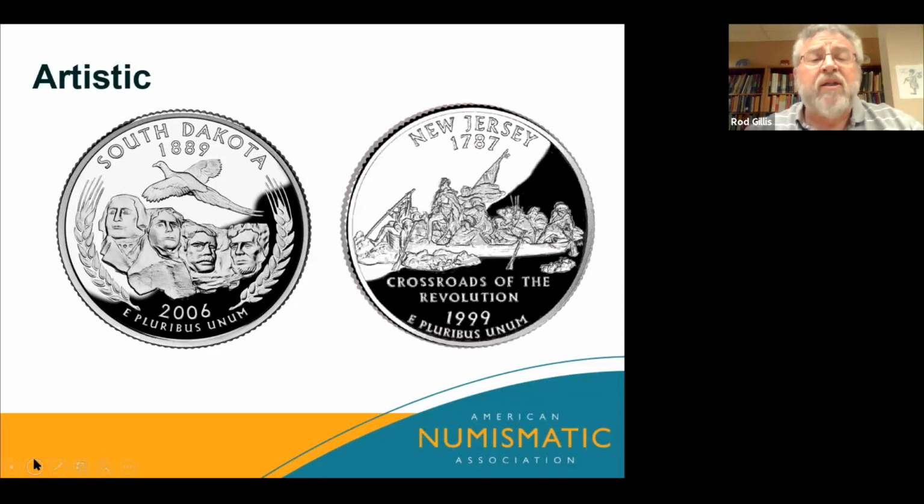Coins can reflect the artistry in our culture. On the left-hand side, we see Mount Rushmore, South Dakota. And on the right-hand side, we see Washington crossing the Delaware, which was a painting. And so the artistry behind these two things is extremely important to us.